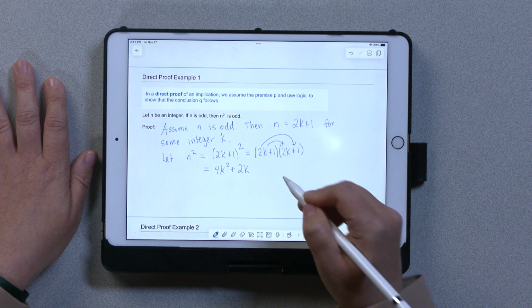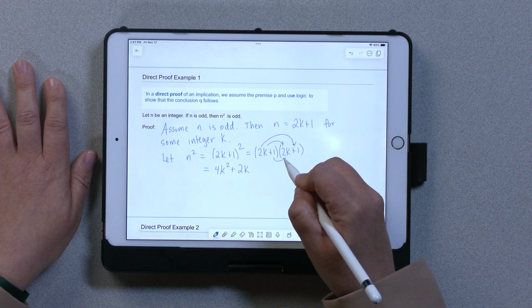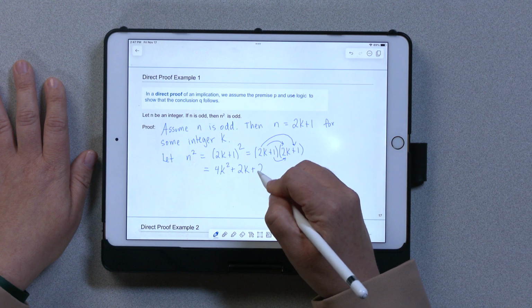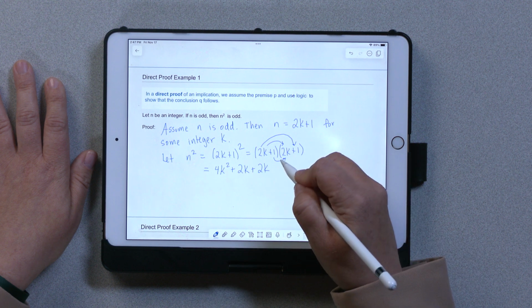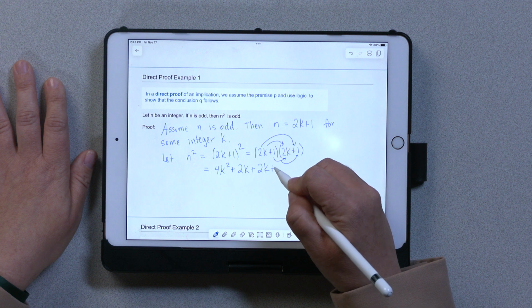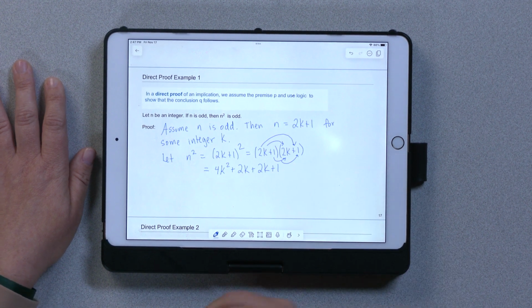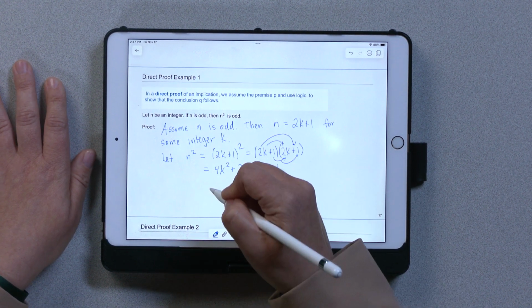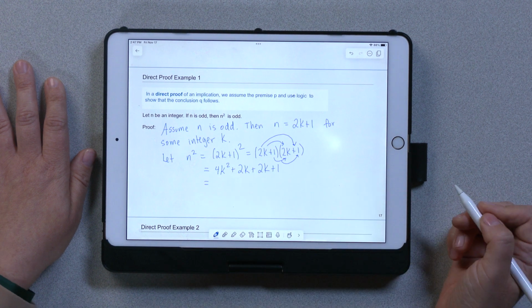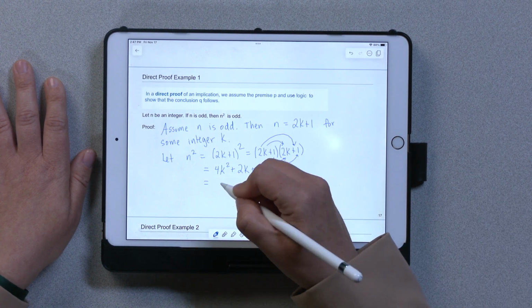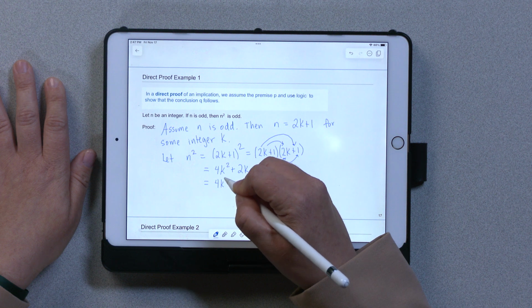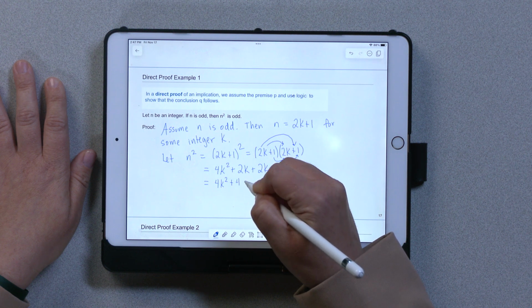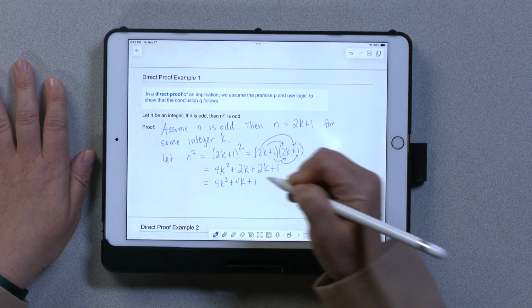I'll do this again for the 1. I'll multiply the 1 by the 2k. That will give me 2k. And then I'll multiply the 1 by the 1. So that will give me 1. Okay, so we just squared 2k plus 1. And now, how can we actually show that this is odd? First, let's simplify this. So we will get 4k squared plus 4k plus 1.